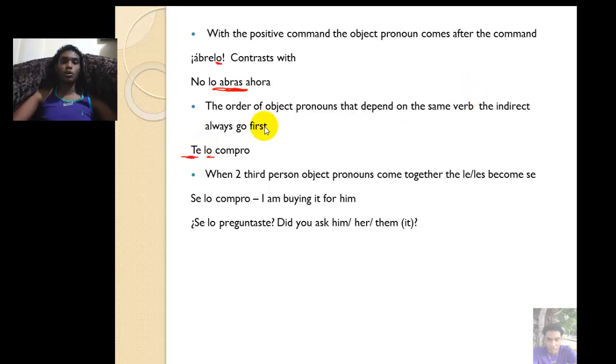Now note that when two third person object pronouns come together, the le and the les become se. So se lo compro. I am buying it, just as above, but for him, which would have been le, using your indirect pronouns. But to avoid le lo compro, we use se lo compro. Another example, se lo preguntaste, did you ask him or her or them it? So this is it, and this would have been le.